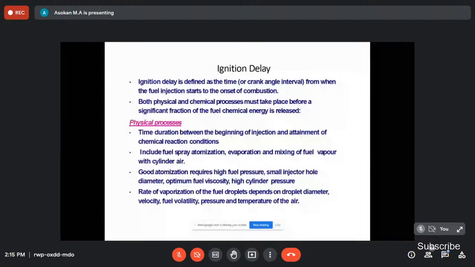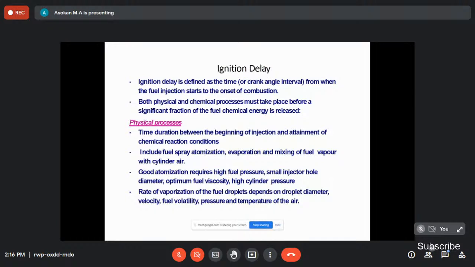What happens in the SI engine? Right, the physical delay is 0, because the evaporation and atomization already happen outside of the cylinder by the carburetor. So the physical delay for the SI engine is 0. But here the physical delay takes more time. Once the fuel is injected, there is a physical delay.